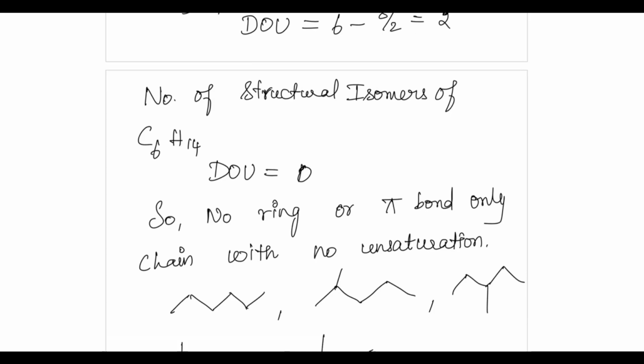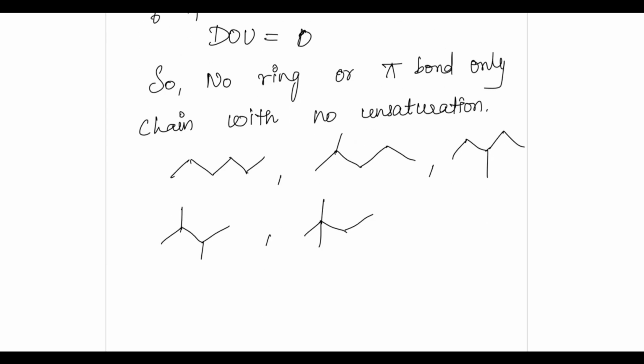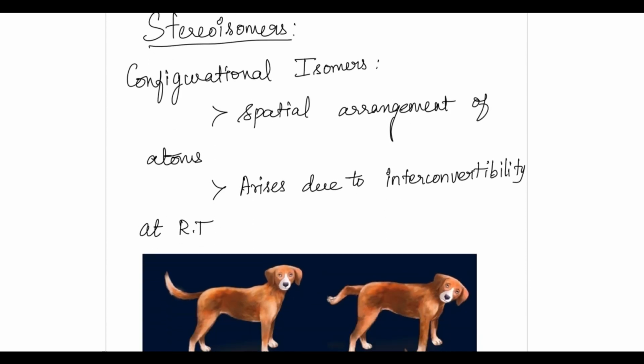Okay, where it is helpful to find the number of structural isomers. So if I want to find the structural isomer of C6H14, I'm getting DOU as 0, which means I don't have any double bonds or ring system. So only I can try it out with chains and branching. Okay, so that time it will be very much helpful.